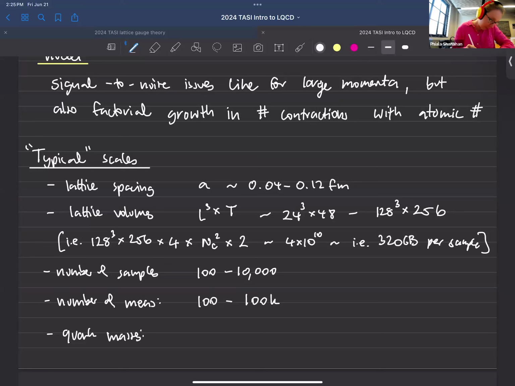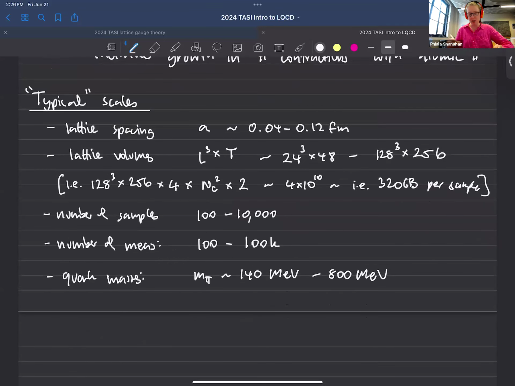Quark masses. From something physical, like 140 MeV pion mass, through to, say, for nuclear physics, we're still doing some calculations with 800 MeV pion masses, so very far from physical, right, to do proof of principle calculations. Sometimes even lighter quark masses, you might interpolate to the physical point. The number of flavors.